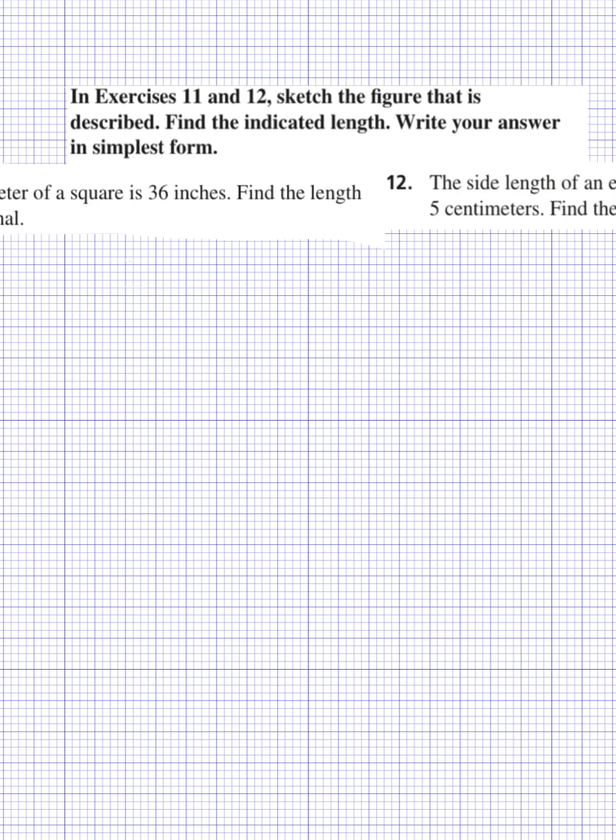Sketch the figure that is described. Find the indicated length. Write your answer in the simplest form. Okay, the perimeter of a square, so let's draw a square, is 36. So all the sides are the same. There's 4 of them. So if we divide by 4, we get 9, 9, 9, and 9. Find the length of the diagonal.